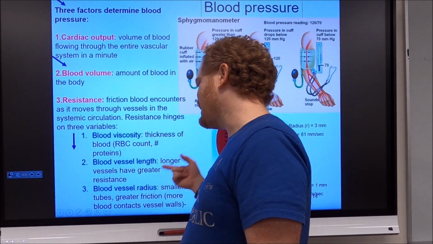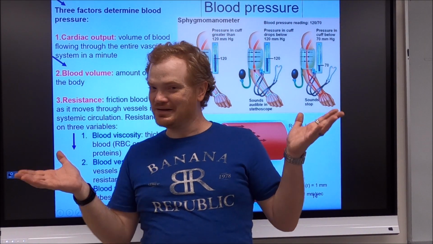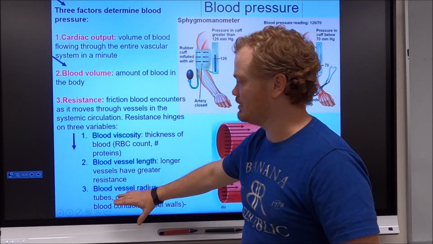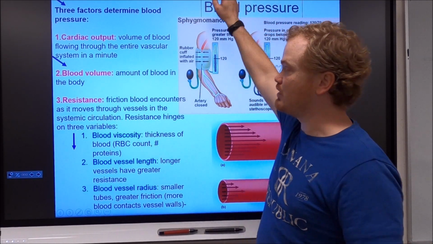And then blood vessel radius. This is vasoconstriction and vasodilation. If you dilate a blood vessel, less resistance. If you constrict a blood vessel, more resistance. So these are very important. So these factors determine resistance, and all of these factors determine pressure.